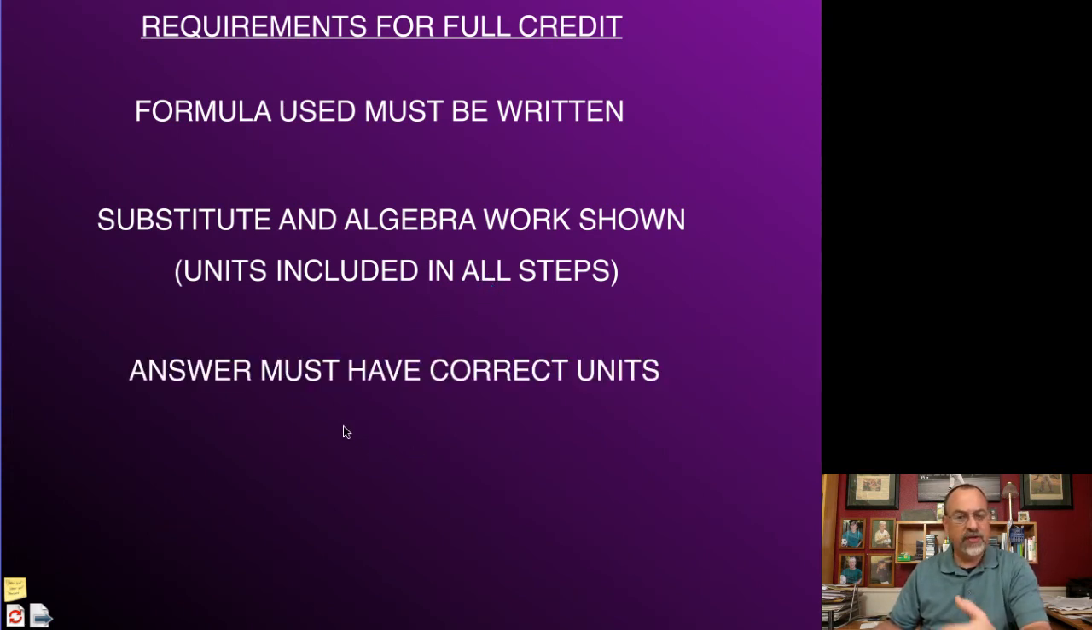And then your final answer must have the correct units. If you do the work here, substituting in with the units and then mathematically creating the units, you'll always have the correct ones. You won't ever have to guess whether you're using the correct units or not.